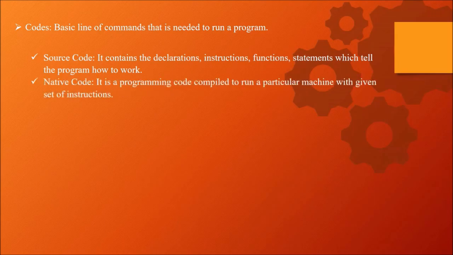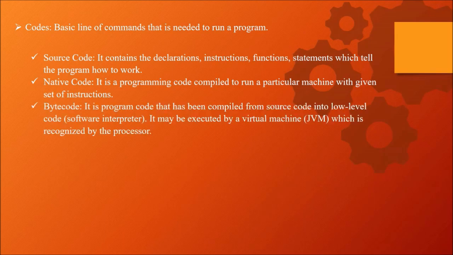Second one is native code. It is a programming code compiled to run on a particular machine with a given set of instructions. Third one, bytecode. It is a programming code that is compiled from the source code into low-level programming code, known as a software interpreter. It may be executed by the virtual machine. In the case of Java, it is the JVM, or Java Virtual Machine, which is recognized by the processor.